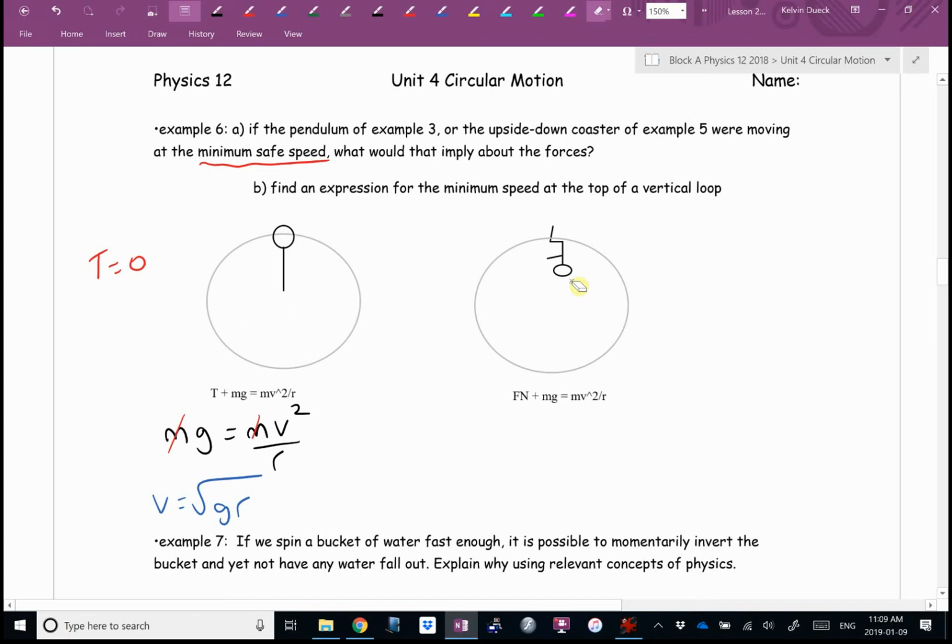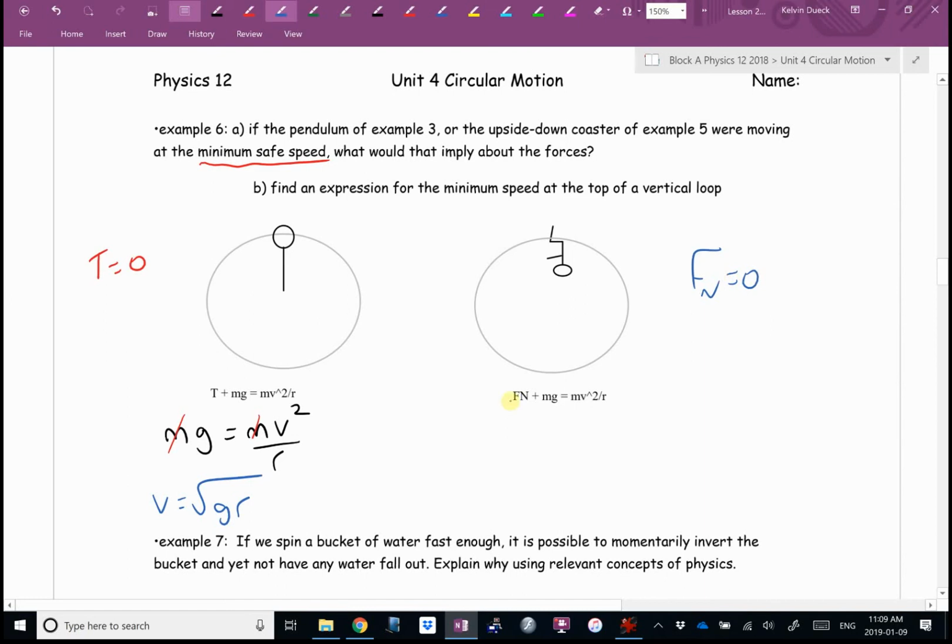What about in the roller coaster? Now, if in the roller coaster I went minimum safe speed, so that you just felt like you were about to fall out, what would the normal force be? Exactly 0. Tension would be 0 for minimum safe speed with a rope. For a roller coaster, normal force would be 0 for minimum safe speed.